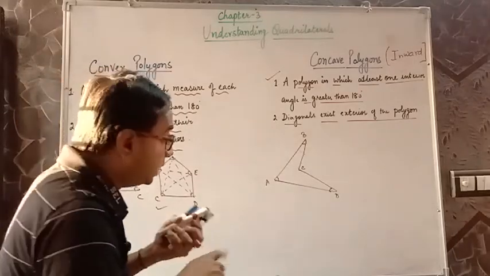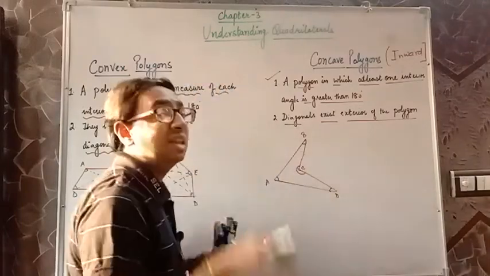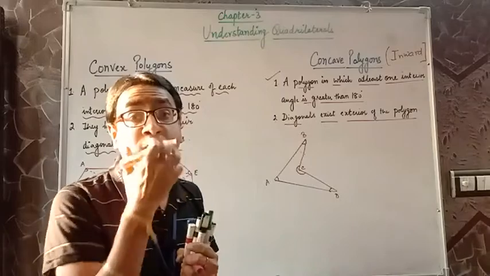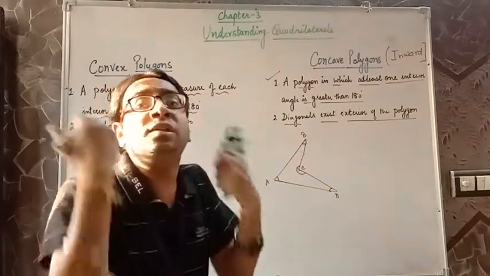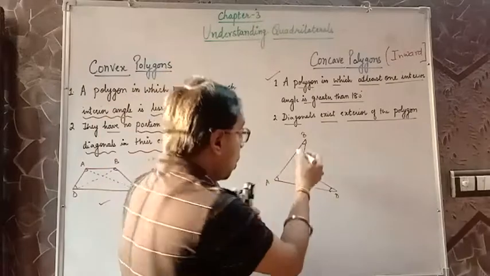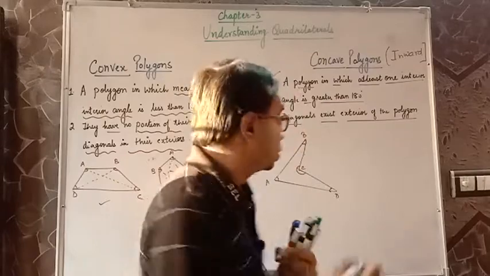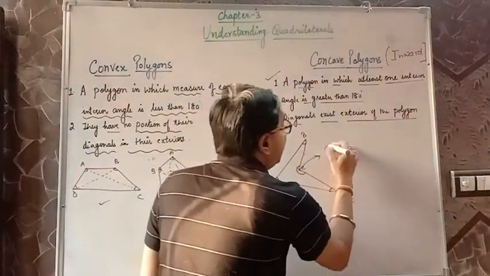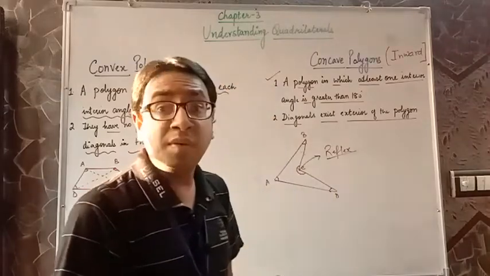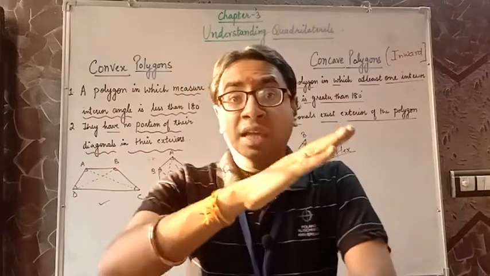But if you clearly observe, this angle is definitely greater than 180, not even obtuse, because obtuse means 90 to 180. All these are obtuse, but this is not obtuse, it is reflex. So angle C here is a reflex angle. Can you observe why? I told you in class 7, I gave a shortcut of angles, if you remember.